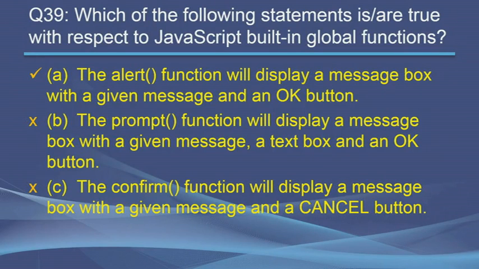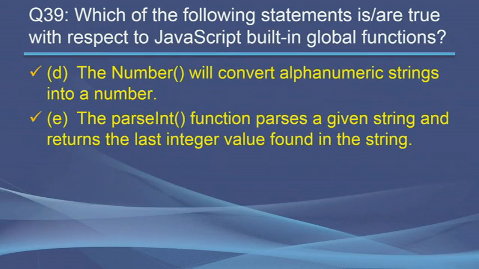The prompt function will display a message box with a given message, a text box, and an OK button. Now the thing is, you have a given message, a text box, and an OK button, but the prompt function also has a cancel button. That is not mentioned here, so B is actually incorrect. The confirm function has not only an OK button but also a cancel button. So it has a message, an OK button and a cancel button. The cancel button is missing in this answer, so C is incorrect.